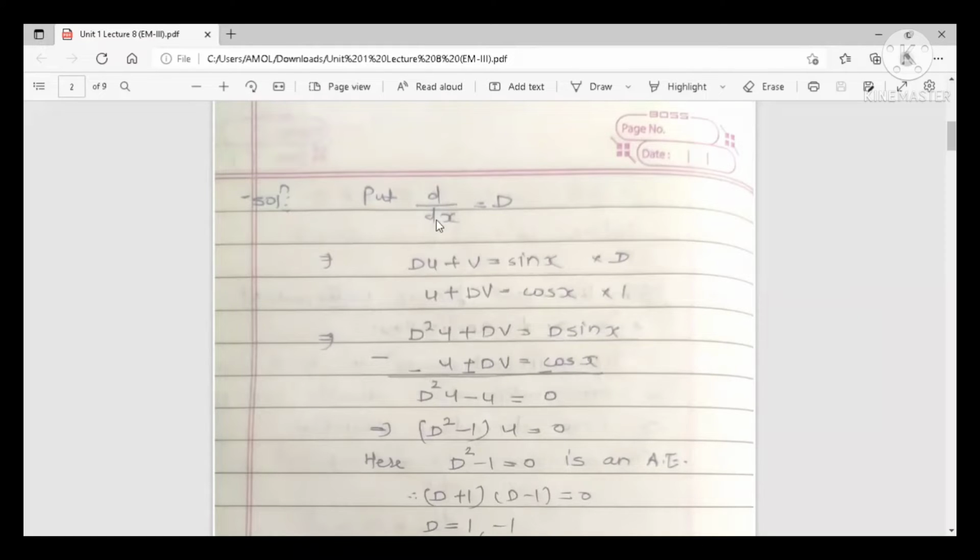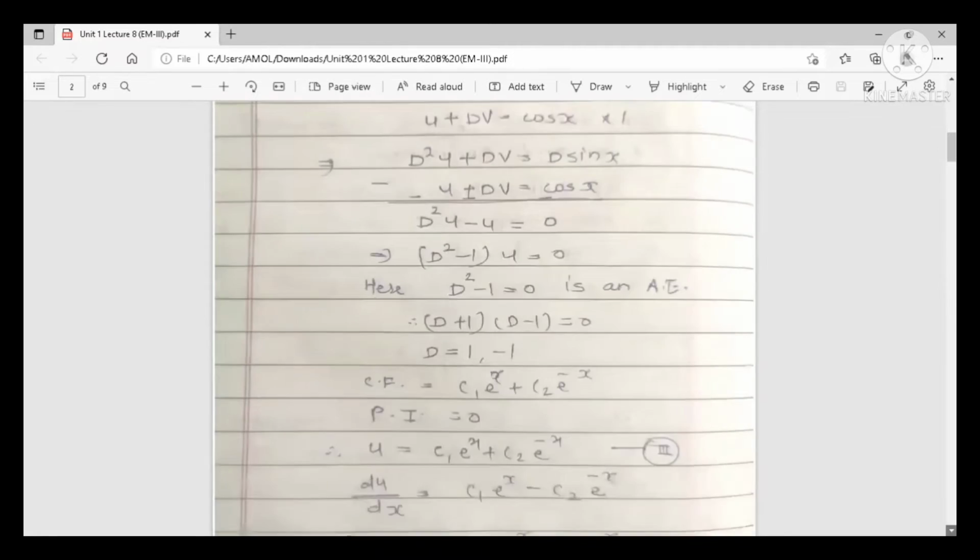You know D means d by dx, the derivative of sin x. The derivative of sin x is cos x. Cos x minus cos x is 0. So the RHS term is also 0. Now u is common, so the equation is D square minus 1 into u is equal to 0. This is nothing but an LDE. After solving the simultaneous differential equation, we reduce it to an LDE.